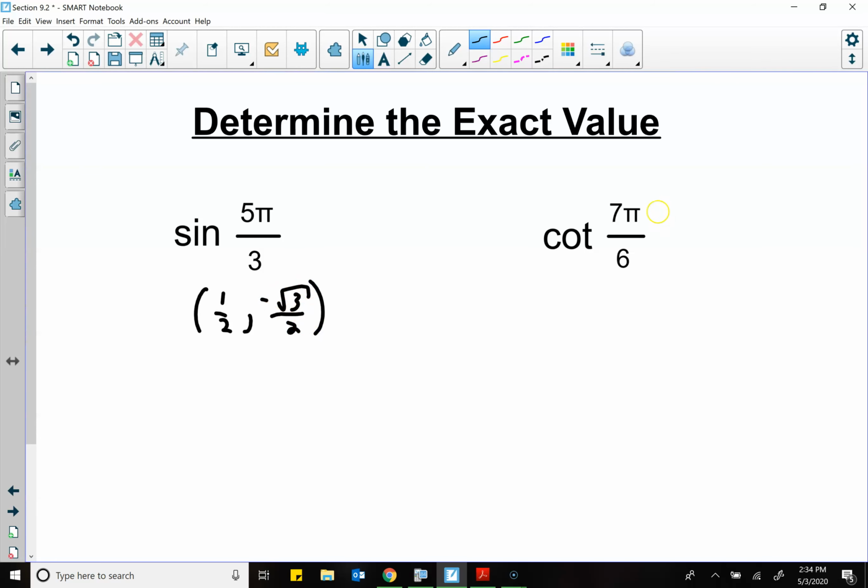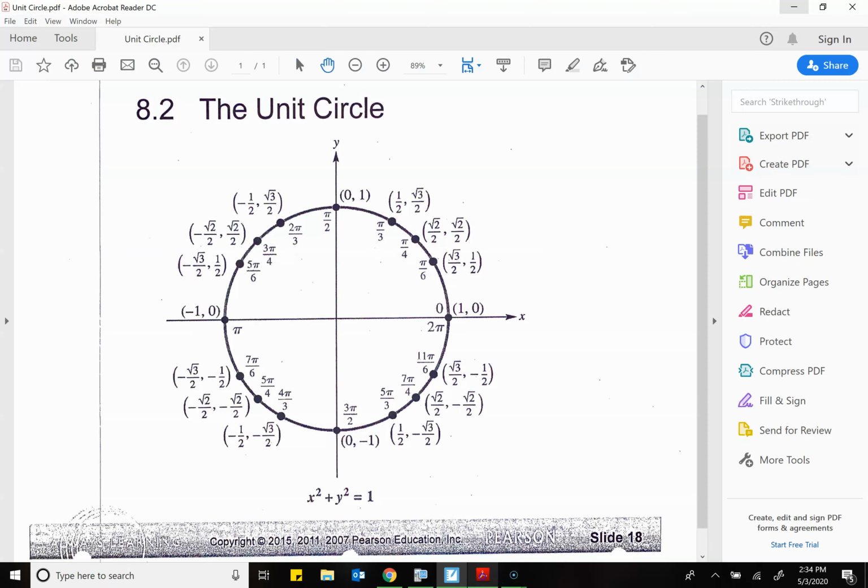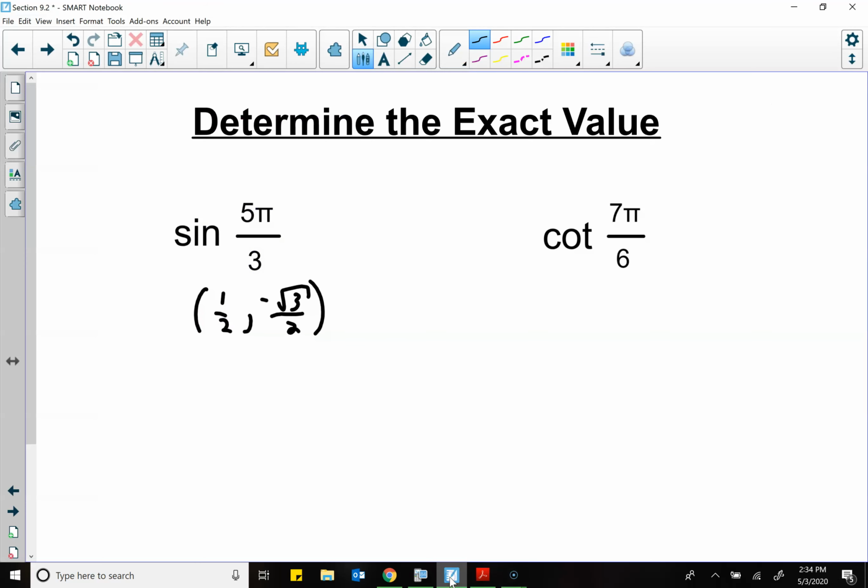Over here, 7 pi over 6, let's go ahead and get that point. So 7 pi over 6 right here. So it's negative square root of 3 over 2, comma negative 1/2.